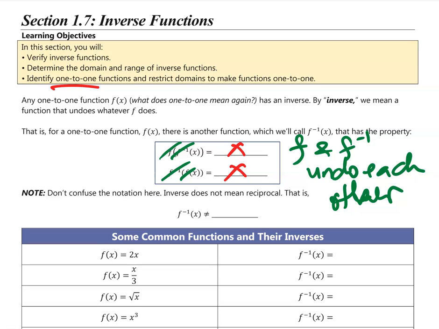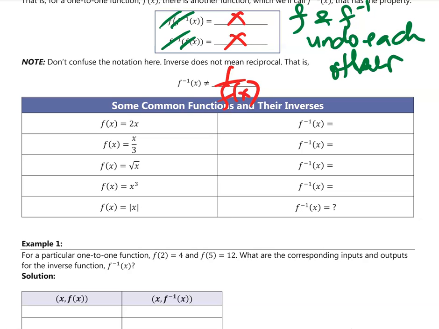And don't confuse the notation raised to -1. It doesn't mean reciprocal. So f inverse of x is not equal to 1 over f of x. Okay. Some common functions and their inverses. 2x, f inverse of x is x over 2. F of x equal to x over 3, f inverse of x is 3x.